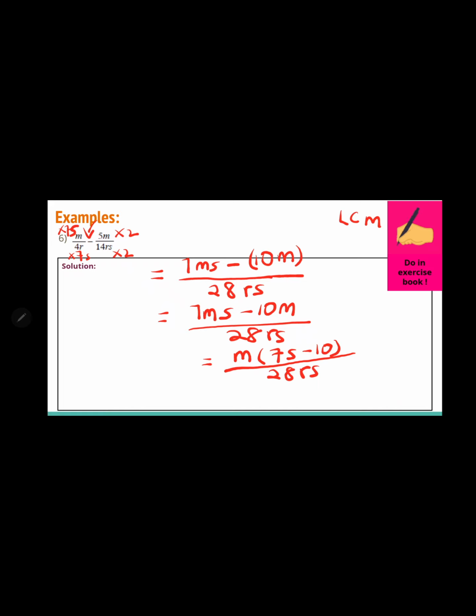Okay, our answer. All the examples are in your textbook. If you find my way of explanation cannot be understood, you can use the textbook. 5 seconds for you to write.